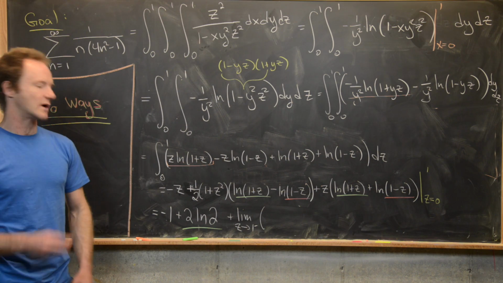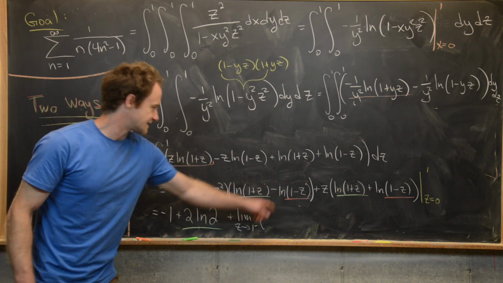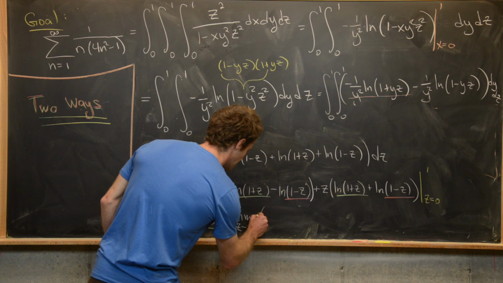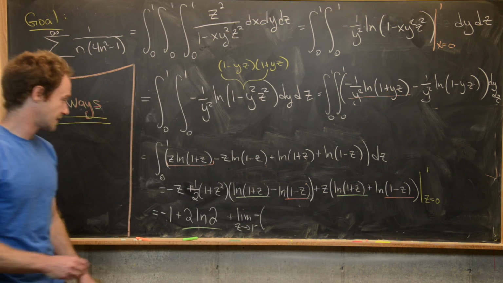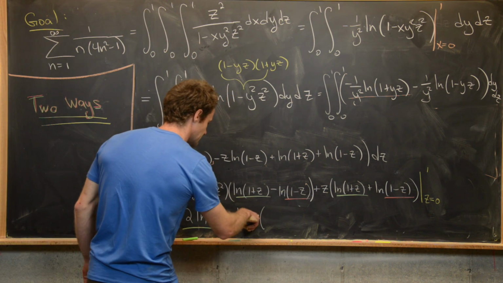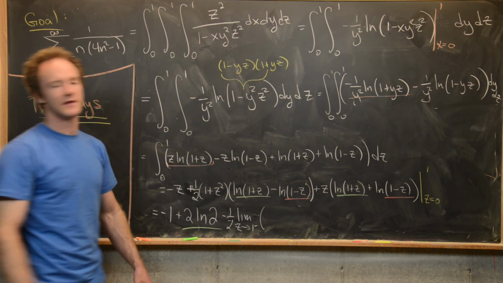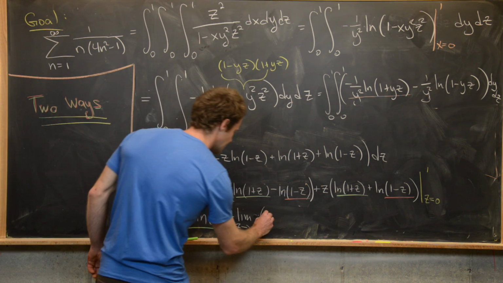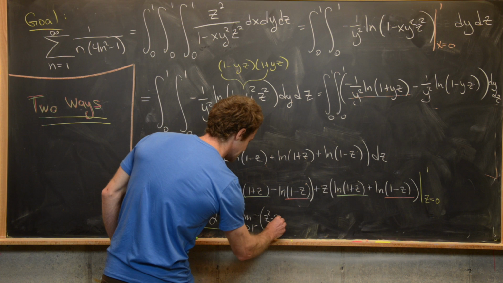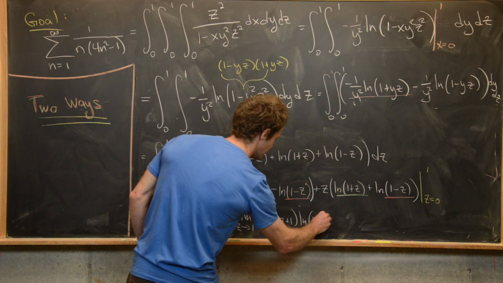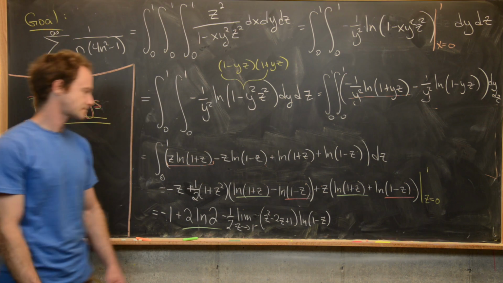times 1 plus z squared to the rest. And that's because we have this minus sign here. So I'm going to go ahead and write that as a minus out in front of the whole thing. And then actually maybe minus 1/2 in front of the whole thing. So I'll just put it out there. And then we'll have z squared minus 2z plus 1 times natural log of 1 minus z. Good.